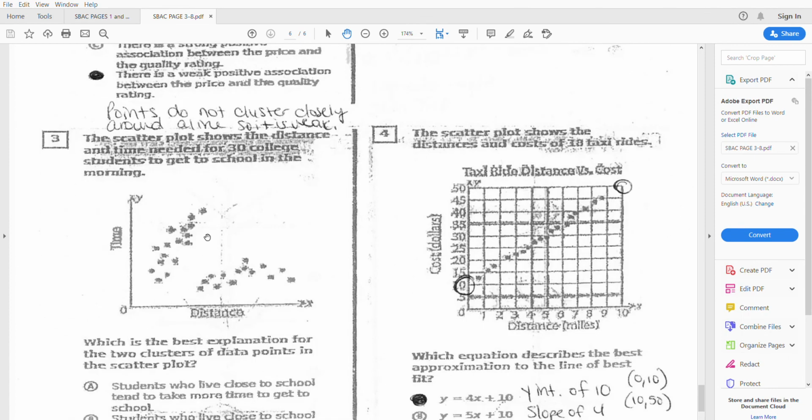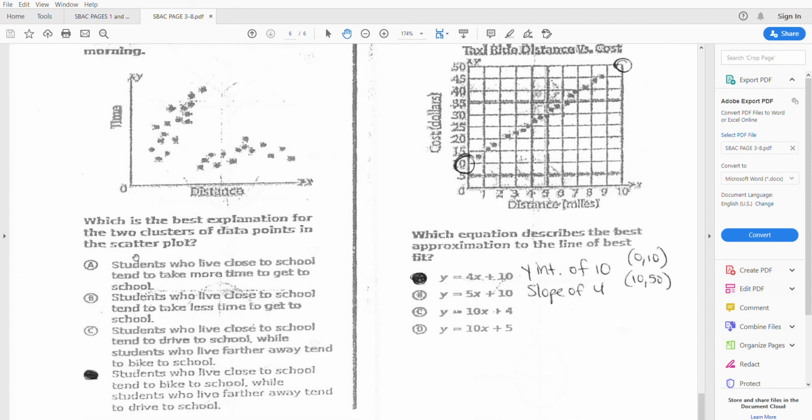Number 3, the scatter plot shows the distance and time needed for 30 college students to get to school in the morning. What is the best explanation for the 2 clusters of data points in the scatter plot? D is the best answer. Students who live close to school tend to bike to school, while students who live farther away tend to drive to school. A says students who live close to school tend to take more time to get to school, which is very true, except A is not a good choice because they did not talk anything about over here.